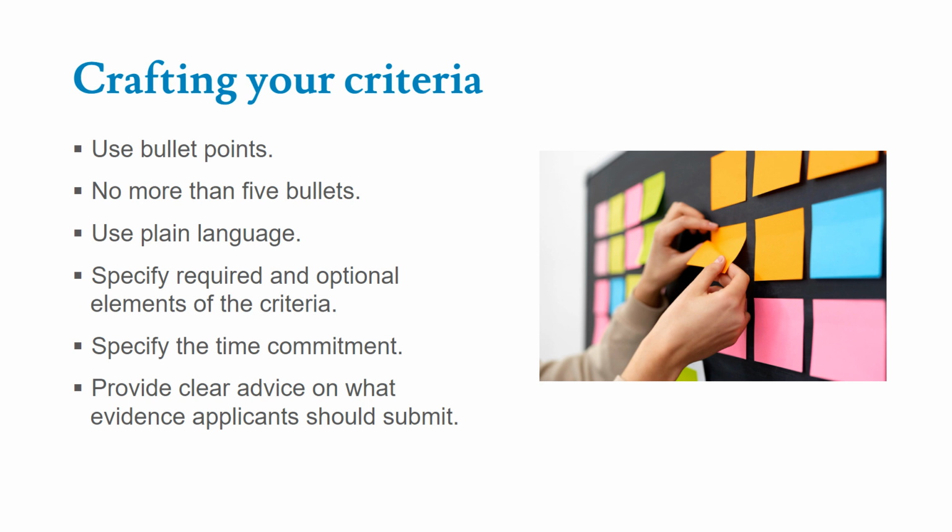Make it clear which parts of your criteria are essential and which are optional. For example, you might require an applicant to show evidence of trying something new at work, but you may make it optional for them to share their thoughts about their learning in a group discussion.